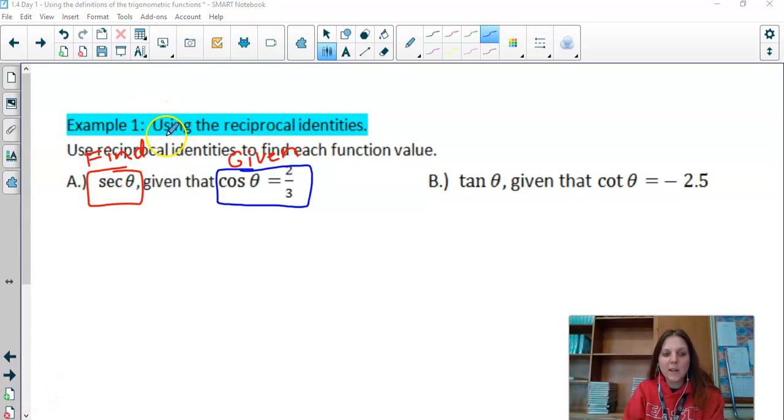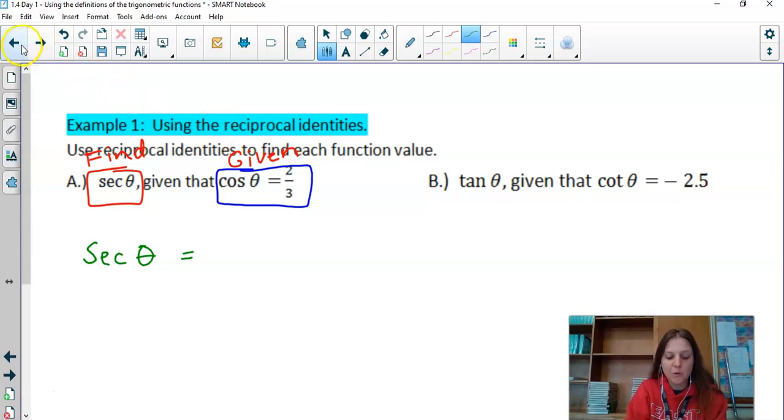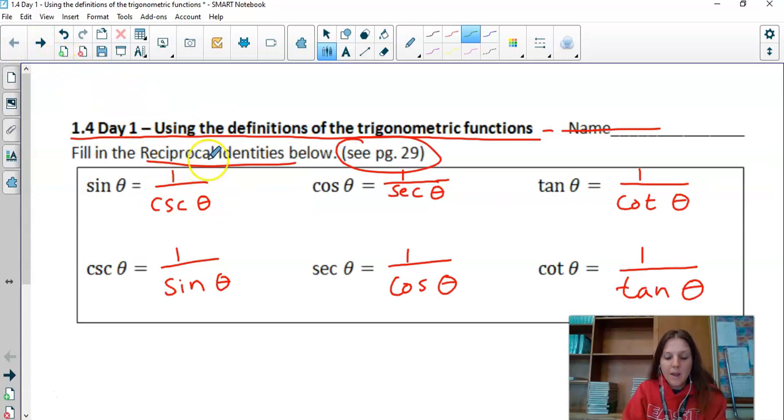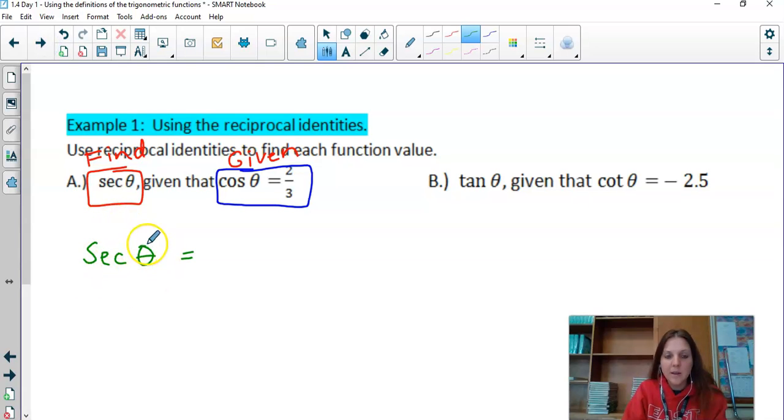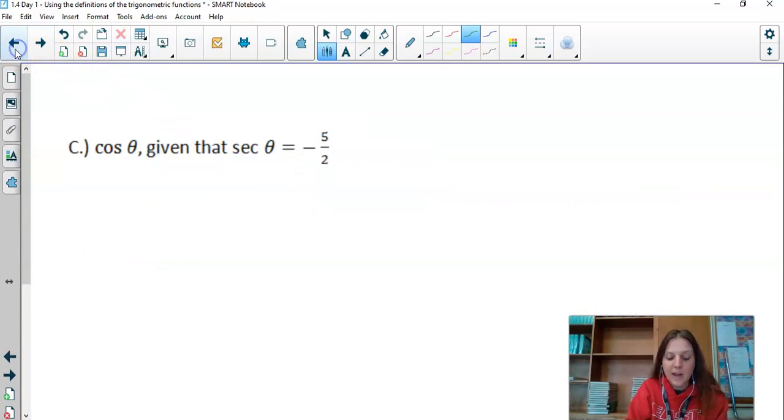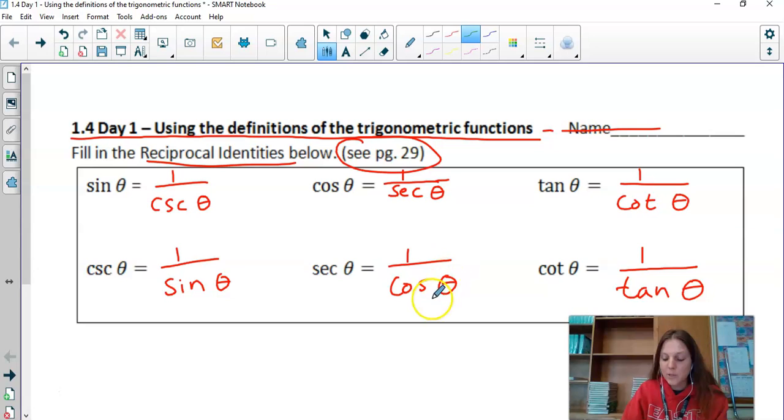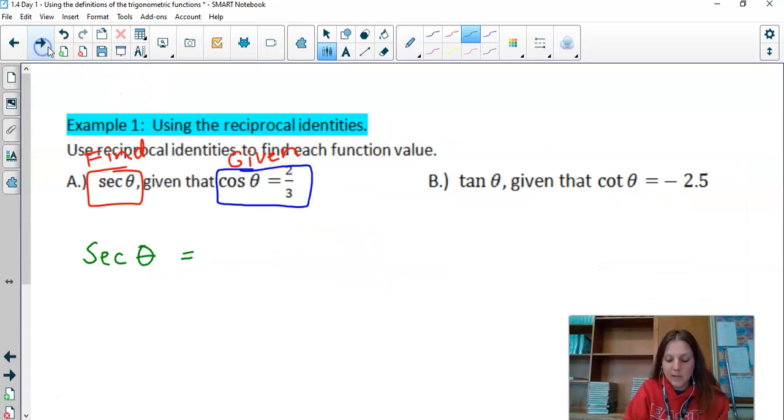So I'm going to start by writing down what I'm trying to find. I'm trying to find the secant of theta. And I'm going to use one of these trig functions based on what is given. So let's take a look at our reciprocal identities. We have secant, and we have a value for cosine. So we're looking for something that has secant and cosine in it both. Okay, so these are my two options. These are my secants and my cosines. But my original question says secant of theta equals.